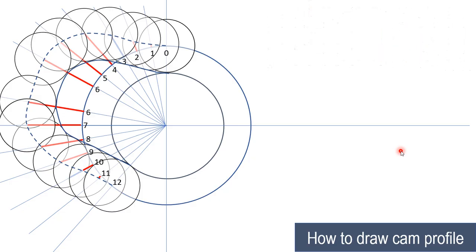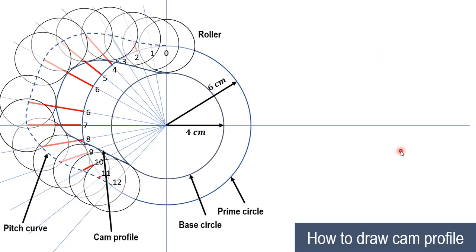So we can give the names to this particular circle. So this is the base circle, which is the minimum circle, then prime circle, then this is the roller. Here there will be a roller follower. Then this is our original cam profile, which is to be manufactured to give the required motion, and this is the pitch curve. So in this way, we can draw the cam profile in case of roller follower.